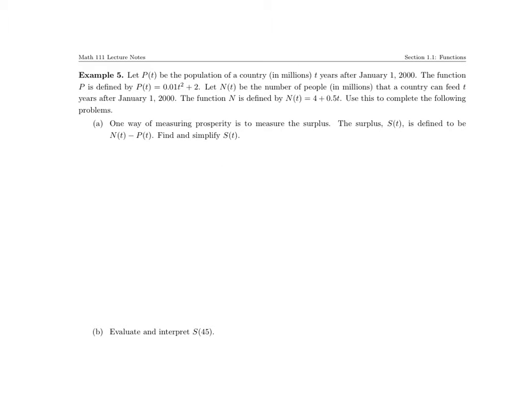As we go through the examples, I'm going to highlight what I think the important parts are, just so we can focus on that. So let me get my highlighter out. It's already on yellow. P of t is the population of a country in millions after January 1st, 2000. The function p is defined as what is written below here. And then we have n of t, the number of people the country can feed t years after January 1st, 2000. And n of t is defined as such.